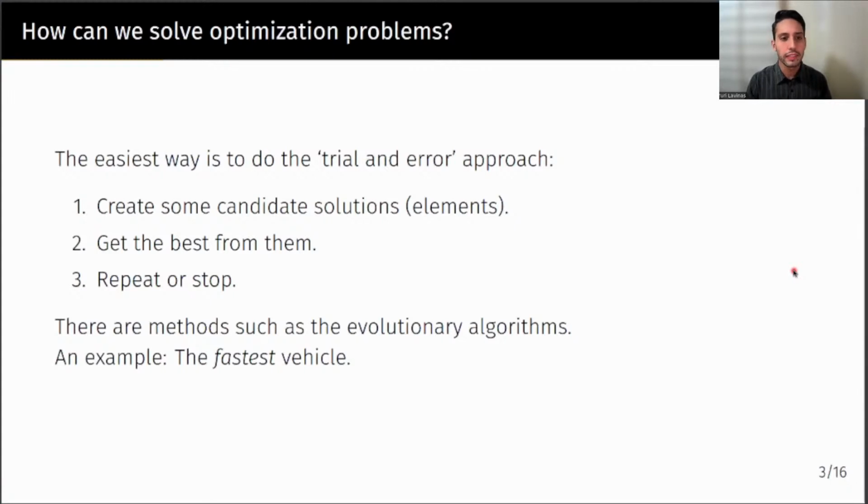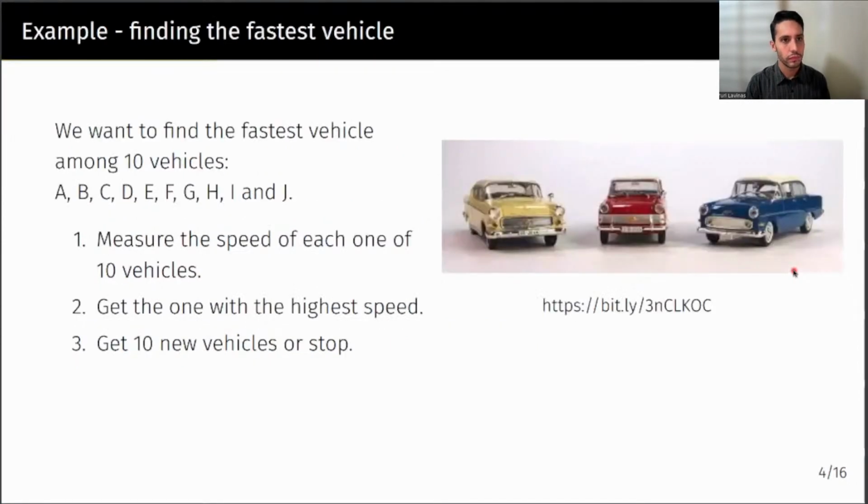But now let me give an example of the fastest vehicle so that we can have a better grasp of the optimization idea. Imagine that we want to find the fastest vehicle among 10 vehicles. We have vehicles A, B, C, until J. The first step is to measure the speed of each one of these vehicles. We get the one with the highest speed, and if we're satisfied, we stop. Otherwise, we get 10 new vehicles and restart the process.